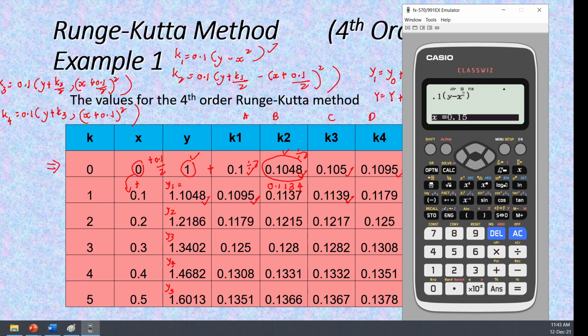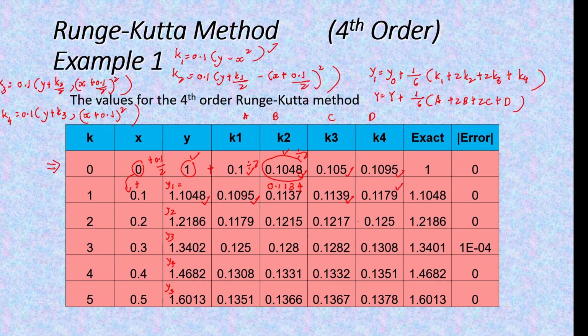Okay, X is actually 0.1 plus H, 0.1 plus 0.1, which gives 0.2. Which means the next X is 0.2. So you get 0.1179 for K4.